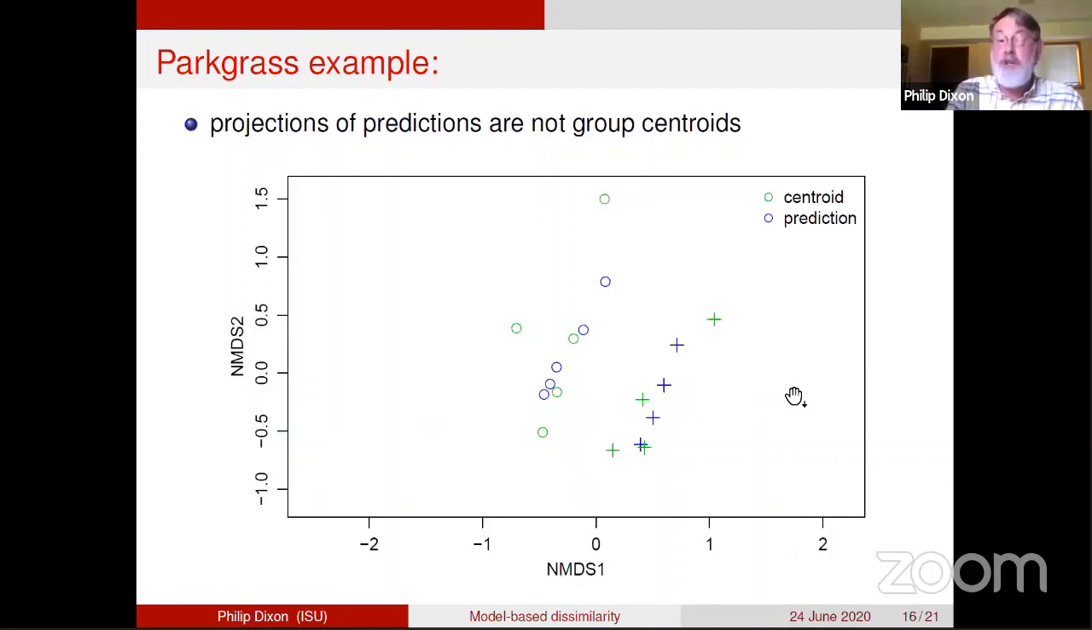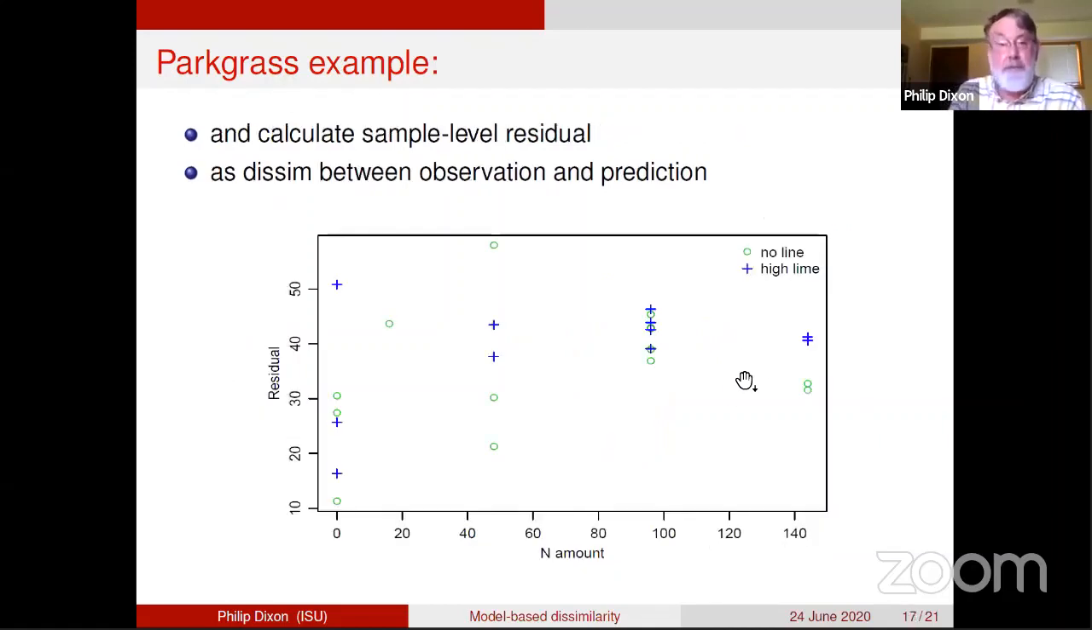Doing that, you notice that the projections of predictions can be quite different from the default usual dissimilarity-based measure of sort of an average group composition, which is the centroids. So here I'm contrasting the location of the centroid for a group to the projected prediction of species composition. And that's because of the nonlinearity associated with projection into the non-metric space.